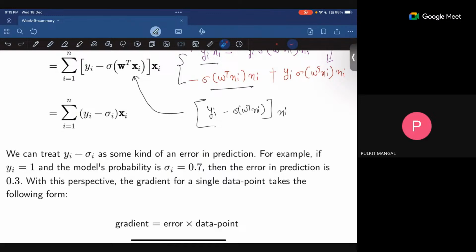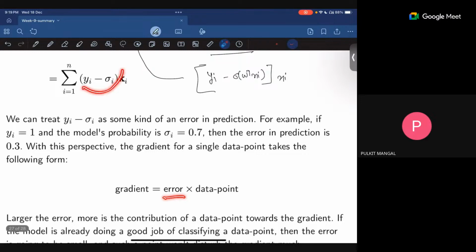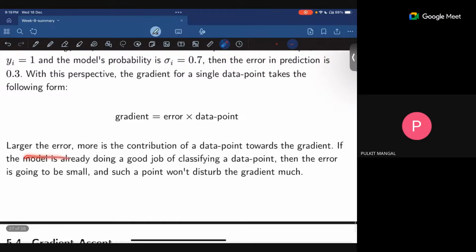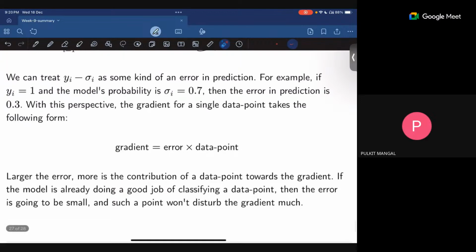So the gradient of this MLE that we have taken is nothing but the error term yi minus sigma i times the data point, and that you sum for all the data points. The larger the error, the more contribution a data point makes towards the gradient. Else if the error is very small, then the model is already doing a good job of classifying the data points, and such a point won't disturb the gradient. Any doubt in this derivation part?